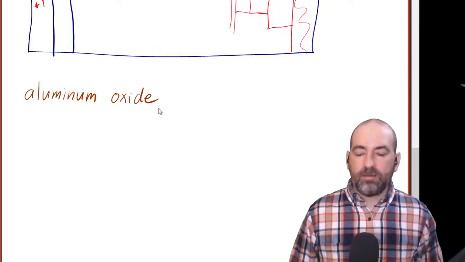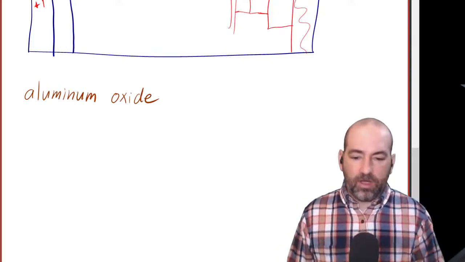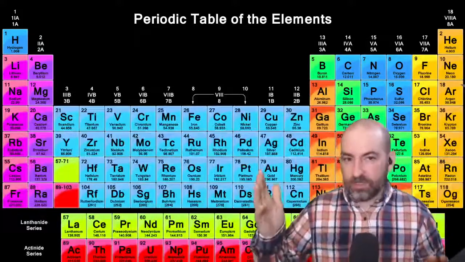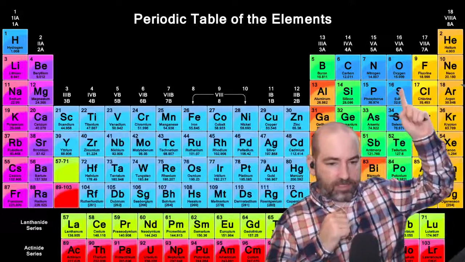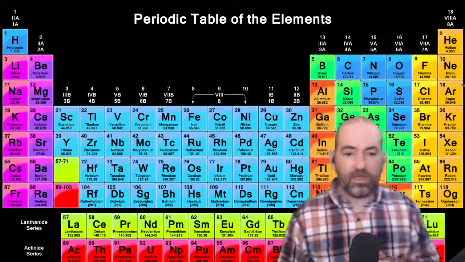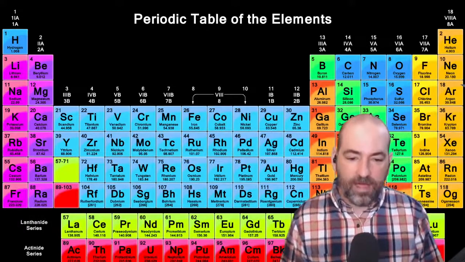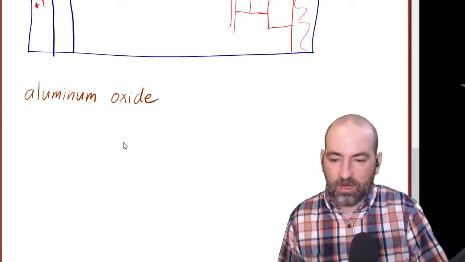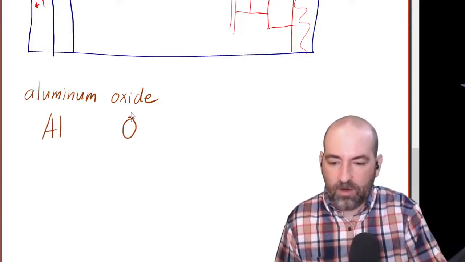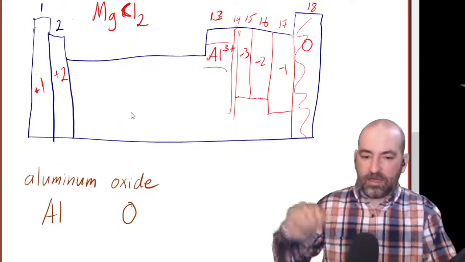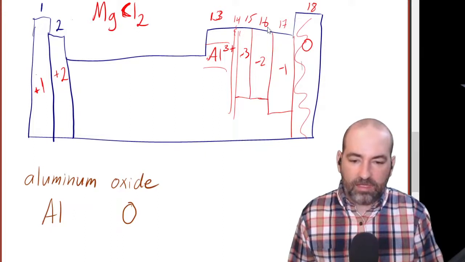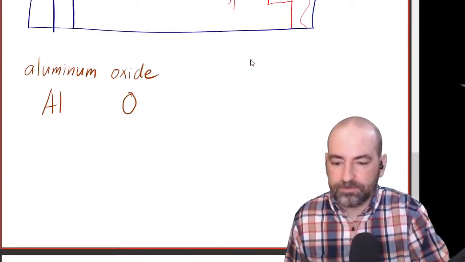Aluminum oxide. So same technique. We're going to look at the periodic table. We're going to find aluminum, which is right there. We're going to find oxide, which is not in the periodic table, but it comes from oxygen, which is right here. So we've got aluminum in 13, and we've got oxygen in 16, and we can find those charges based on what we just did up here. So we've got aluminum, Al. We've got oxygen, O, or oxide, O. And then we look up at this guide, and we say, all right, aluminum we know is going to be +3, and oxide we know is going to be -2.